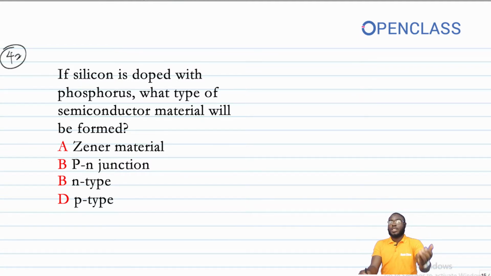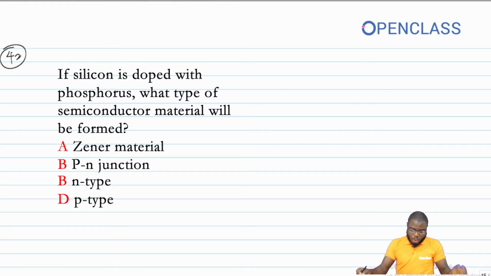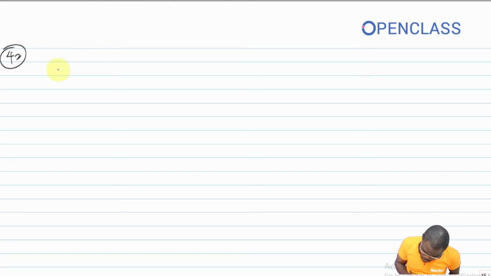Now in this case, we're talking about silicon. Don't forget silicon has an atomic number of 14. Okay, let me first of all tell us about doping.